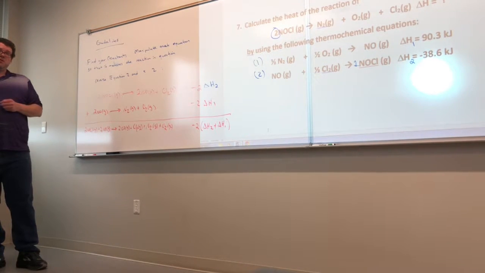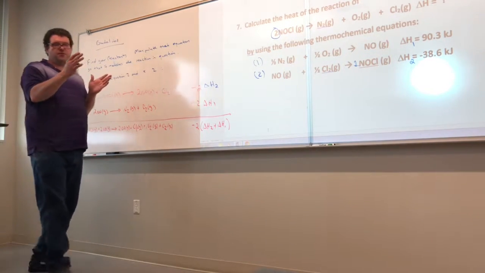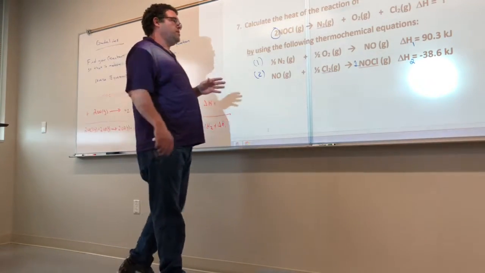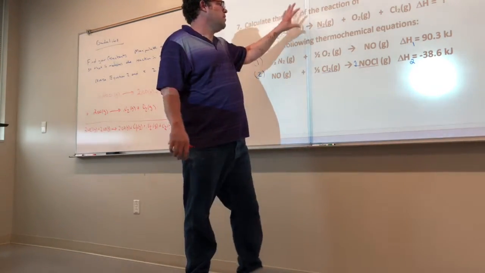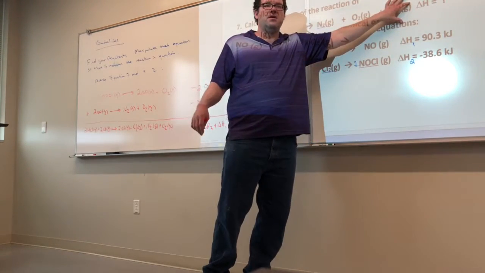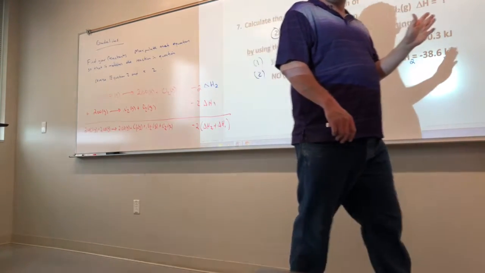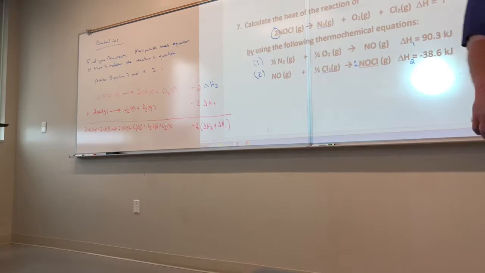You knew to start with equation 2 because the 2 NOCl was on the second. Yeah, I just make my way from left to right, basically. Like I'm like, okay, where's this guy, where's this guy, where's this guy? Once I've got all those accounted for, I add the equations together, okay?